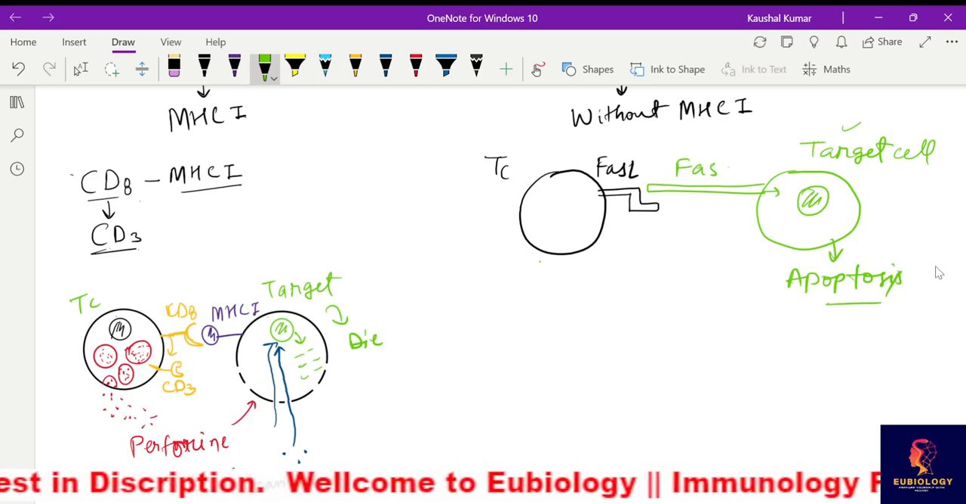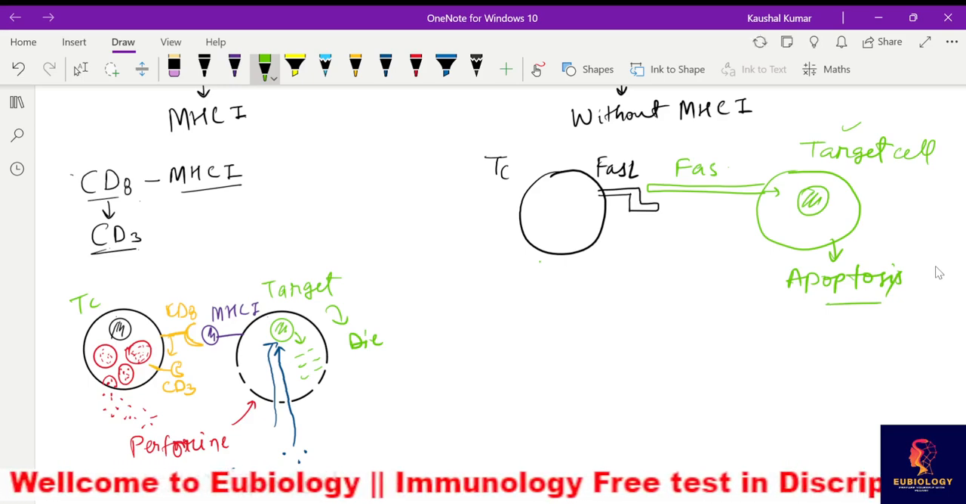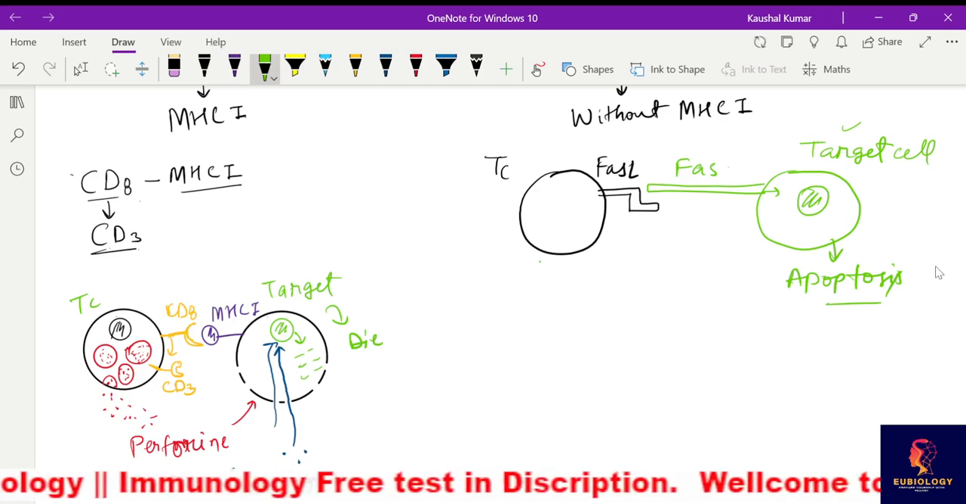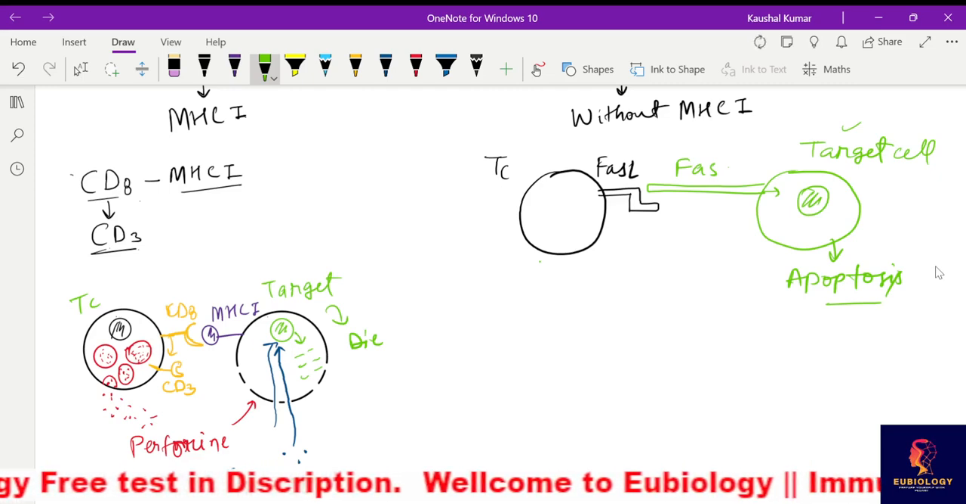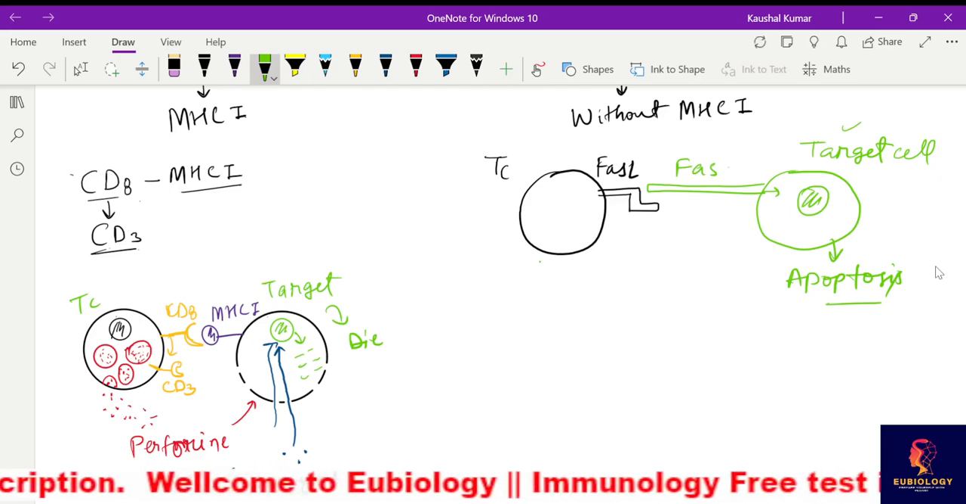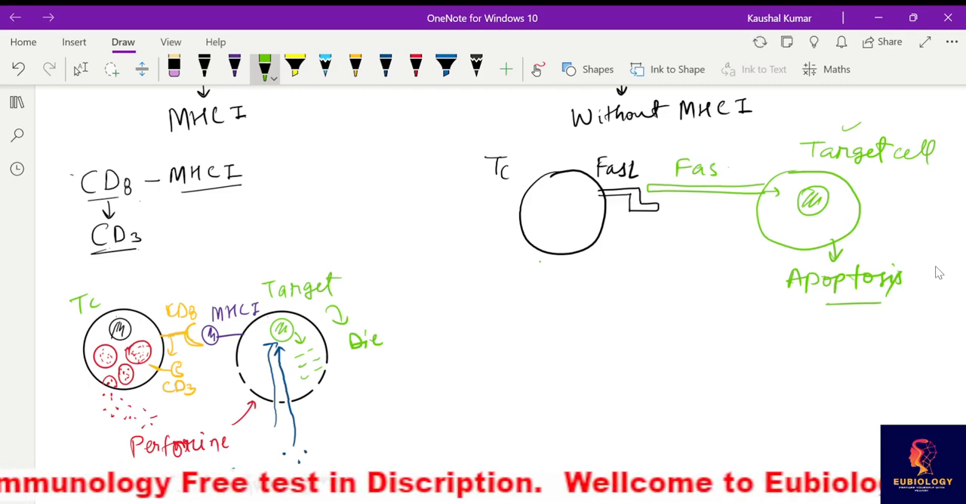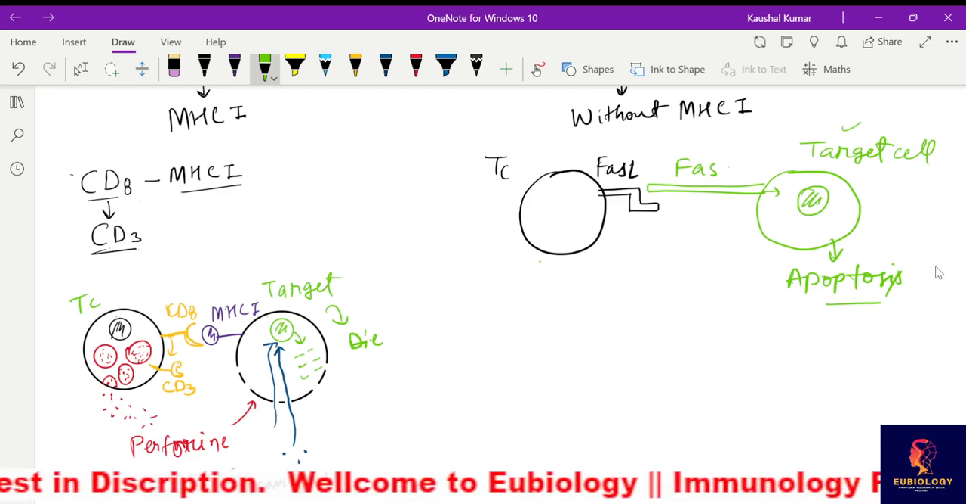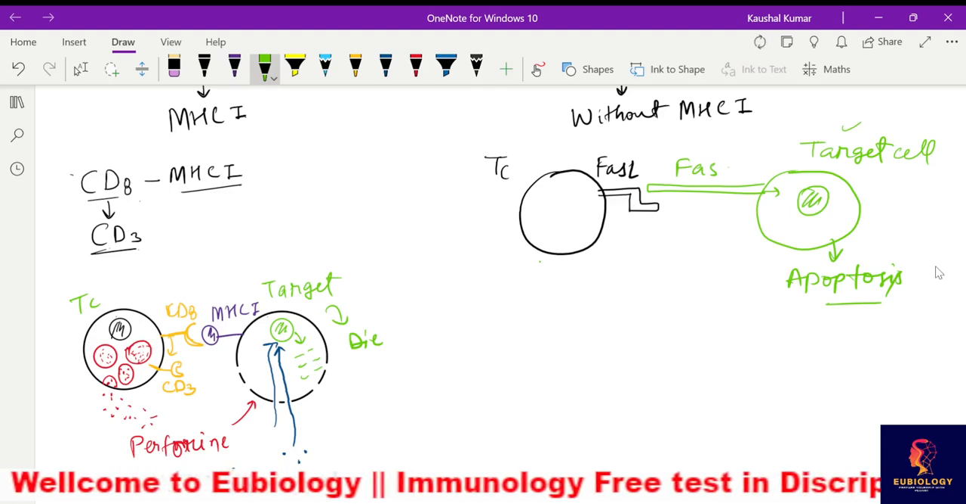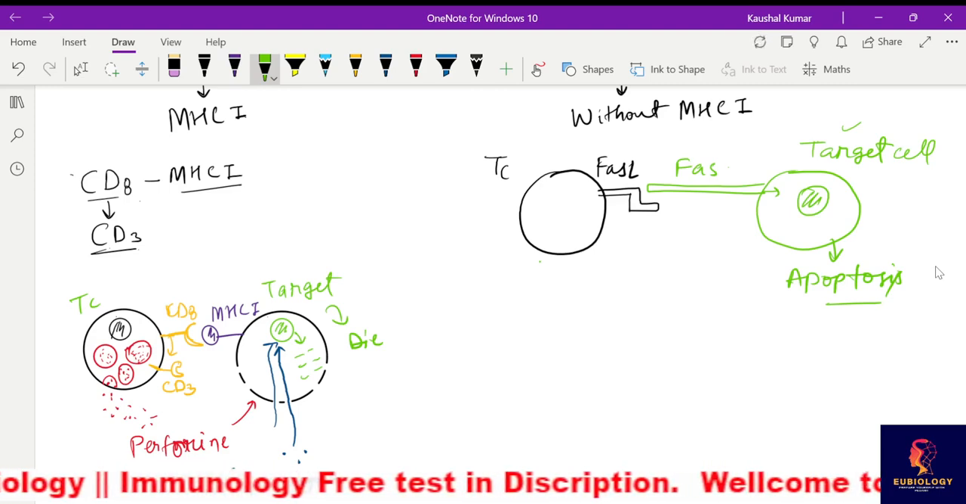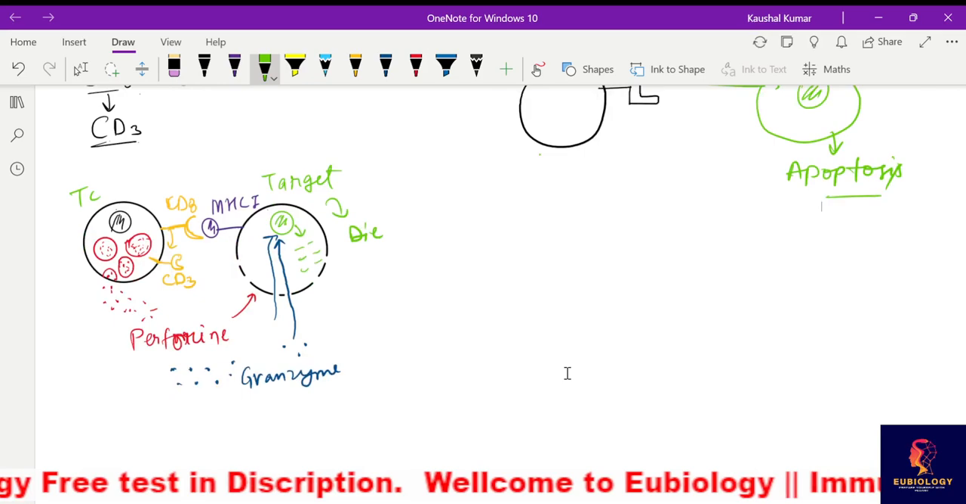This is the way this Fas ligand will work. It goes very deep into how enzymes will be activated, the caspases will be activated, and then how finally the apoptosis will be induced. That is a different story, in which we are not going deep. So up to here you understood.